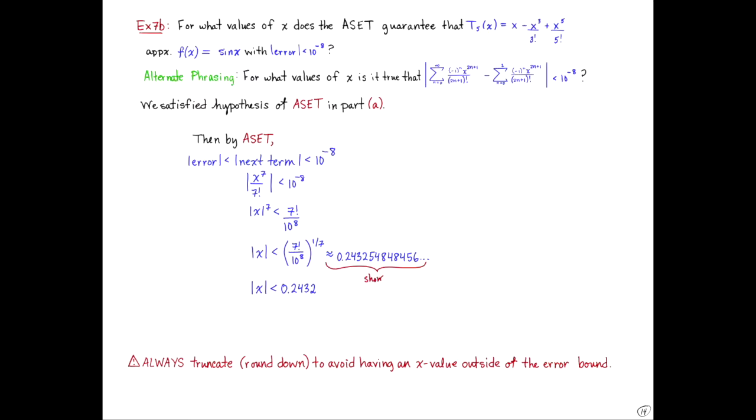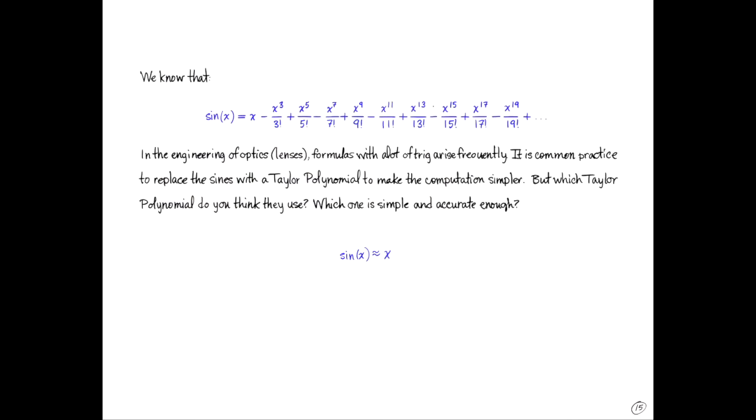Why do we care so much about approximating sine x? We know the Taylor series for sine x. In the engineering of optics, lenses, for example, think the Hubble telescope. Formulas with a lot of trig arise quite frequently, and it's common practice to replace the sines in those formulas with the Taylor polynomial to make the computation simpler. But which Taylor polynomial do you think they use? Which one is simple and accurate enough?